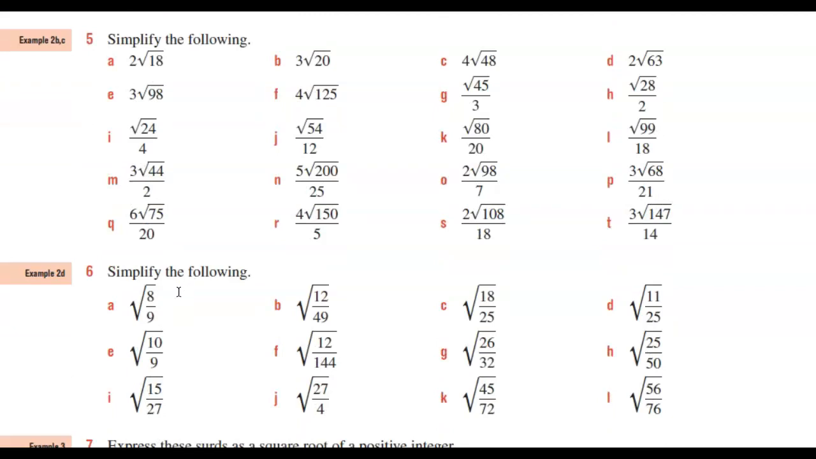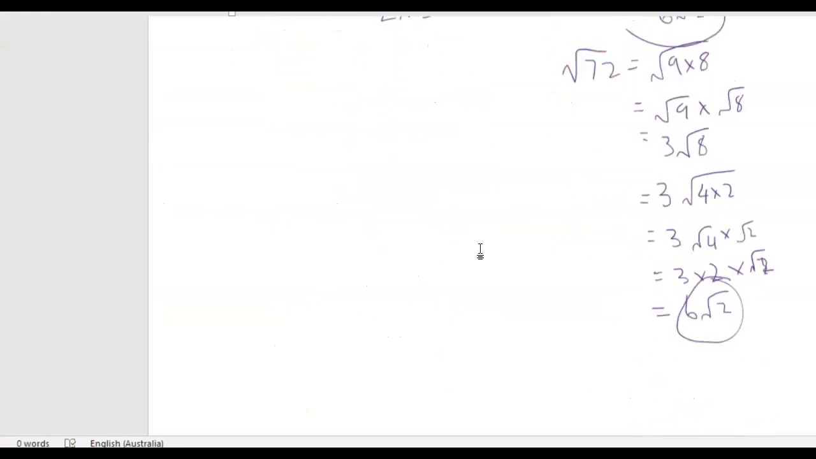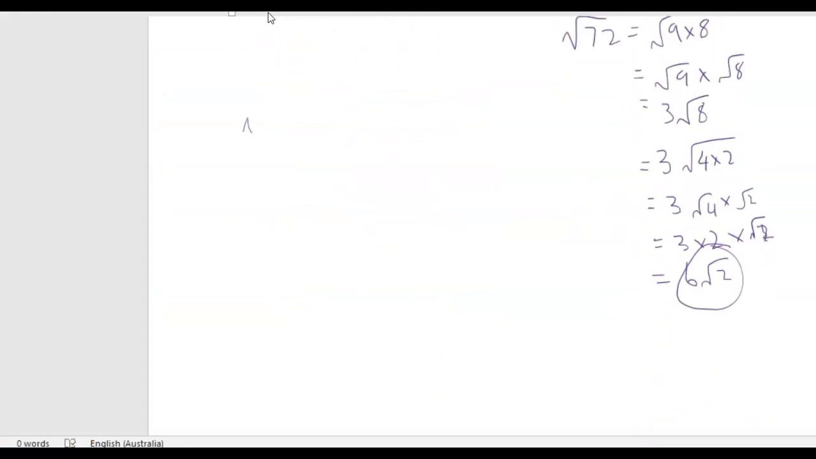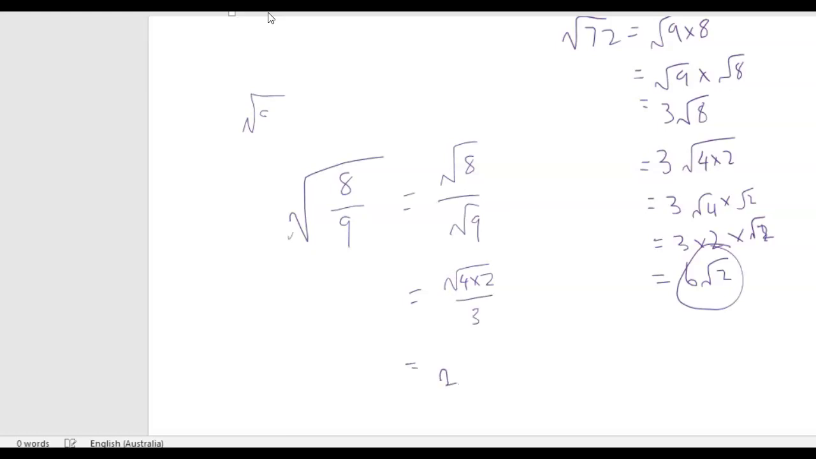So I might just write that down. Sorry, I just remembered my pen doesn't like Adobe, so let's do it on here. The square root of 8 over 9 you can separate to become the square root of 8 over the square root of 9. Now the square root of 8 simplifies to the square root of 4 times 2. The square root of 9 is 3, and that becomes 2 root 2 over 3.